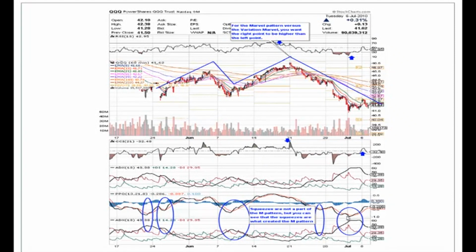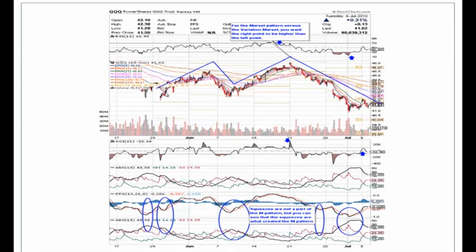You can look at this and see what stage it's in, and know that here the plus DI hasn't even crossed up. You have a test of the PPO line, and we're seeing that this goes flat, and it very well could drop further because this DI line has not taken control.